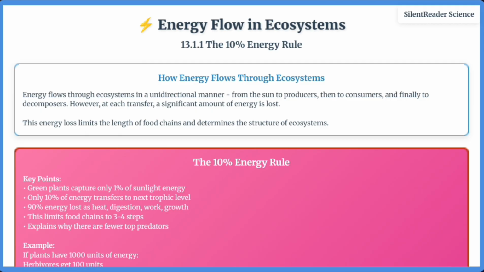This means if plants have 1,000 units of energy, herbivores get only 100 units, carnivores get 10 units, and top carnivores get just 1 unit. This massive energy loss at each step is why food chains generally consist of only 3 or 4 steps. There's simply not enough energy left after 4 trophic levels to support another level.